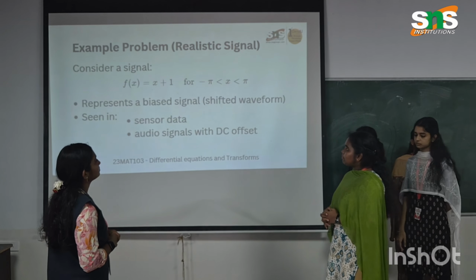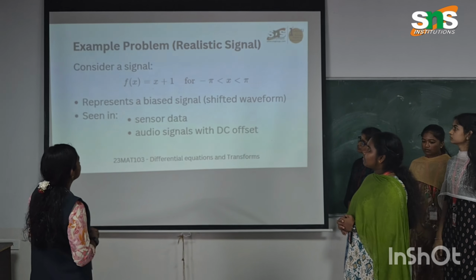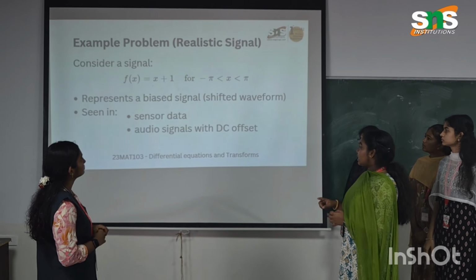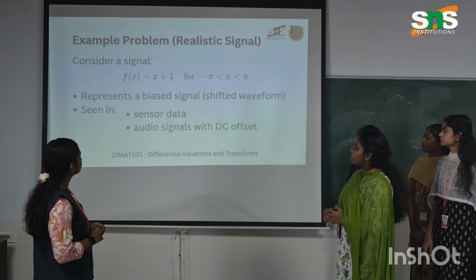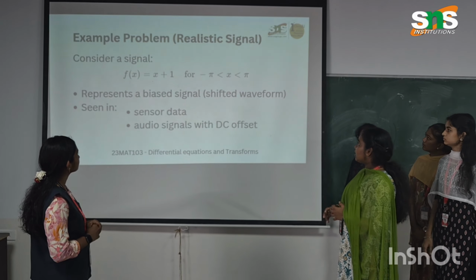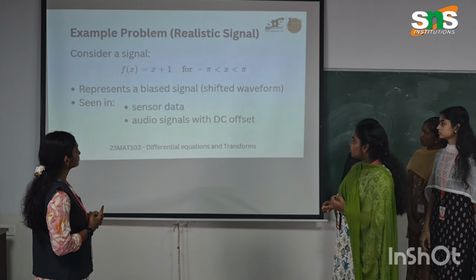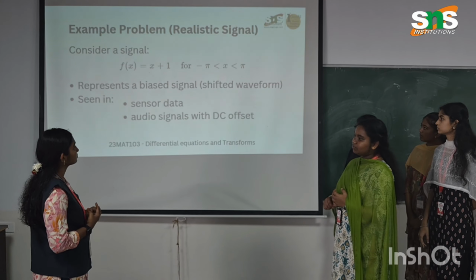So here is the example problem. Consider the signal f(x) equals x plus 1 for minus pi less than x less than pi. It represents a biased signal, a shifted waveform. It is seen in sensor data and audio signals with DC offset. Next slide.